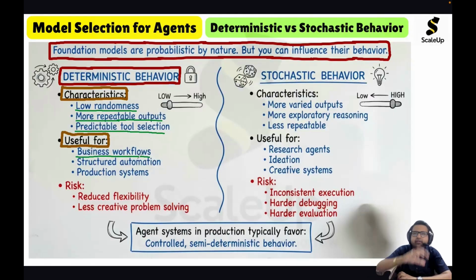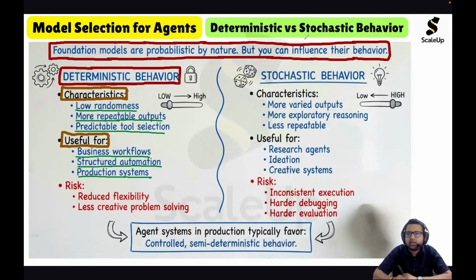So the idea is that we are trying to automate a business workflow. So we know what steps need to be followed, and for an input, what should be the output. So it is deterministic in nature. Business workflows, structured automation, it is very much deterministic in nature. And production systems. So deterministic behavior is characterized by low randomness, more repeatable outputs, predictable tool selection, and is useful for business workflows, structured automation, production systems.